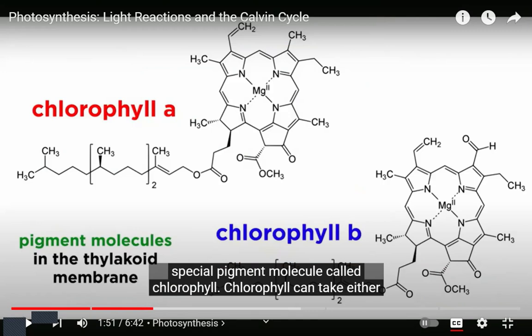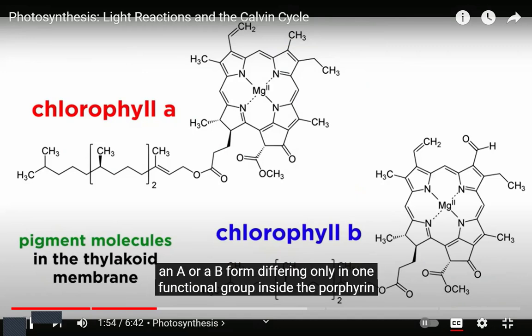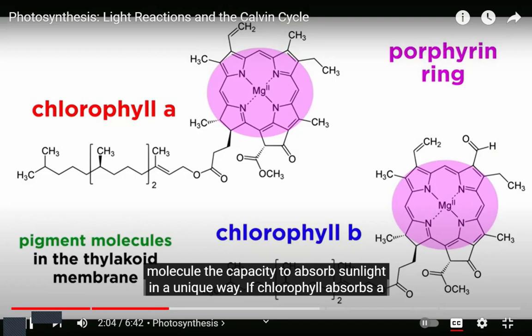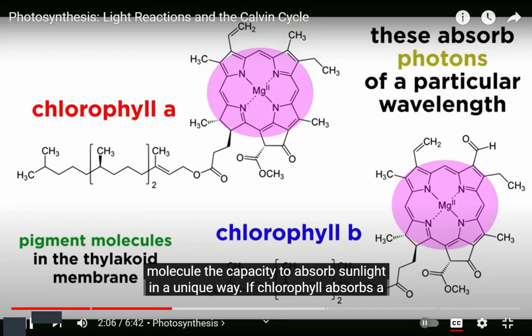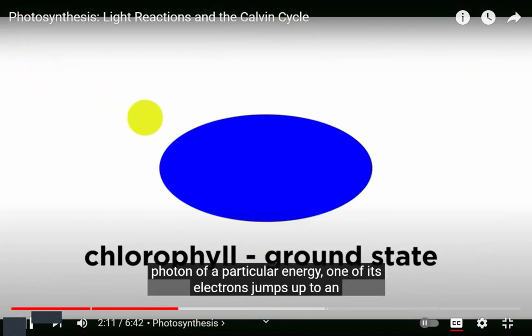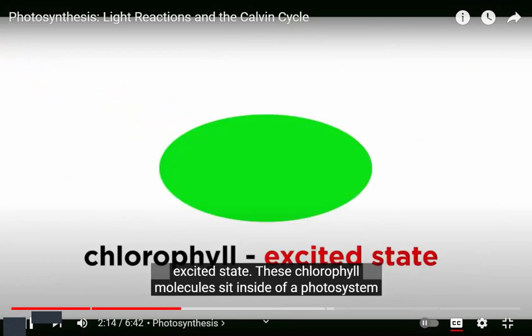They are both chlorophyll A and chlorophyll B. Chlorophyll can take either an A or a B form, differing only in one functional group inside the porphyrin ring, either a methyl or aldehyde group. The porphyrin ring is what gives this molecule the capacity to absorb sunlight in a unique way. If chlorophyll absorbs a photon of a particular energy, one of its electrons jumps up to an excited state. Okay, so I hope you got that one. When it gets sunlight, the electrons would get excited.